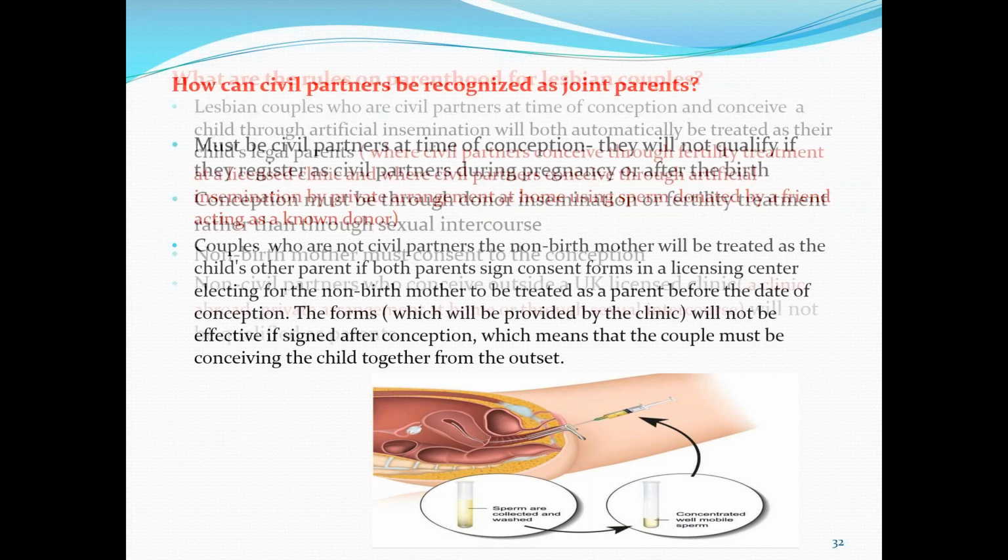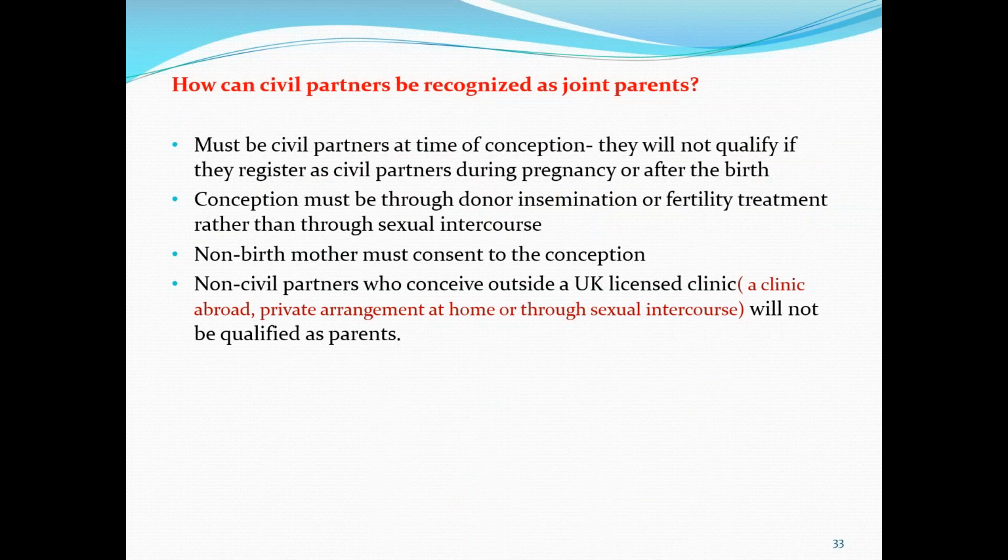How can a civil partner be recognized as joint parent? Again, they must be a stable partner at the time of conception, so they will be automatically registered as legal parent to the child. The other issue is that the conception must be through donor insemination or fertility treatment rather than through sexual intercourse. If the child is conceived through sexual intercourse, this is not recognized as parents. It needs to be through either donor insemination or fertility treatment in a licensed clinic.